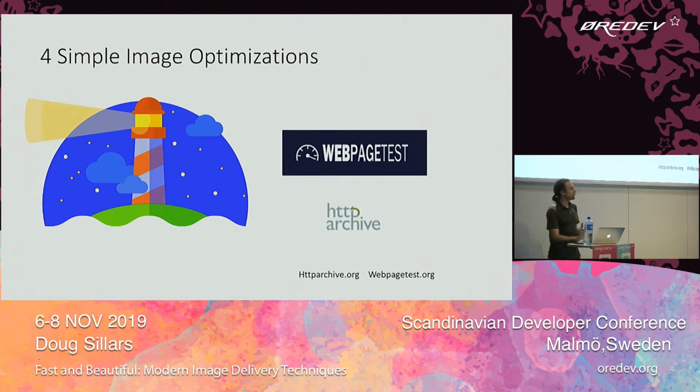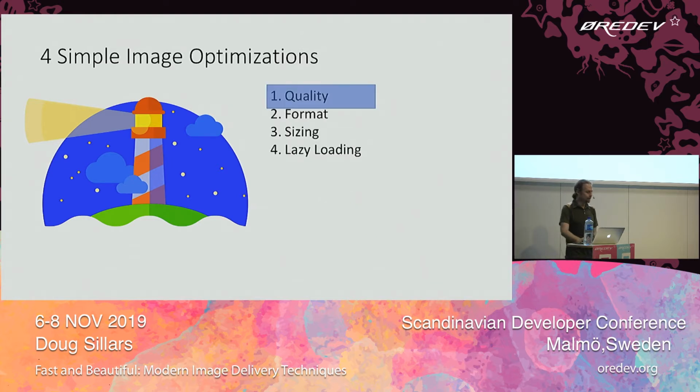Built on top of that is a tool called the HTTP Archive. And what this does is every month it runs web page tests on 5 million web pages, mobile and desktop, and then puts all those results in a database that you can query, and you can see what the web is built of. And so what's really cool is the HTTP Archive has Lighthouse results for 5 million web pages. So we can actually see what's out there on the web today, and we can see how people are dealing with quality, format, sizing, and lazy loading.